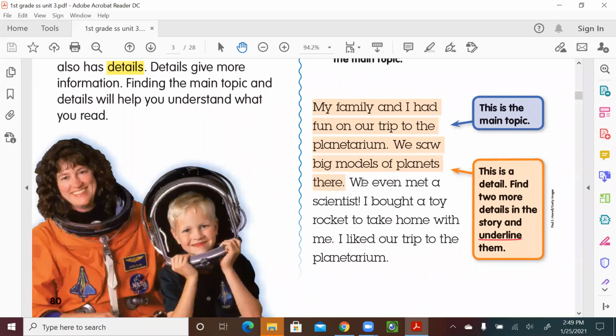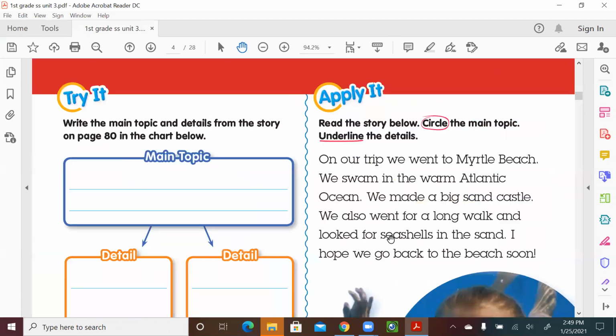So this is what you need to underline. We're going to underline this part, met a scientist. And I made it in a different color. And then also we can say you bought a toy rocket. Bought a toy rocket. That's this part too. So you can write it here.